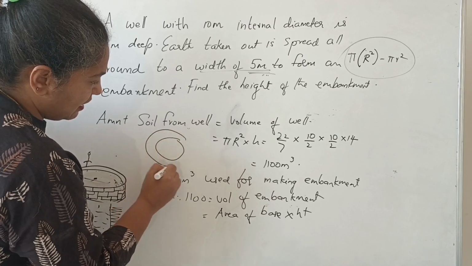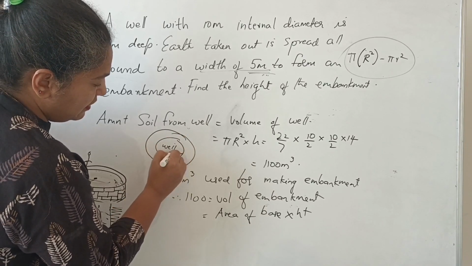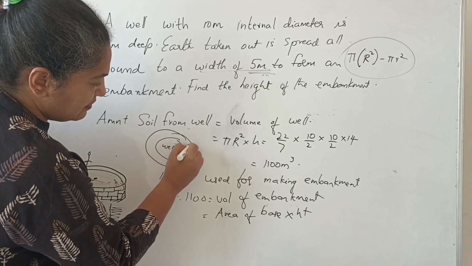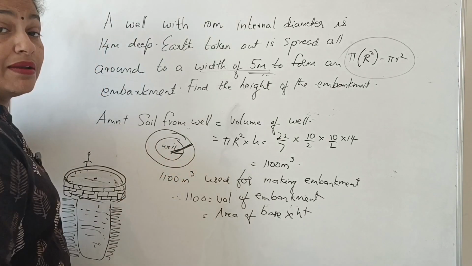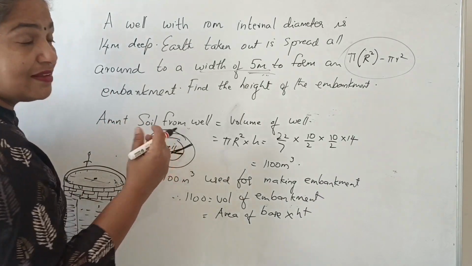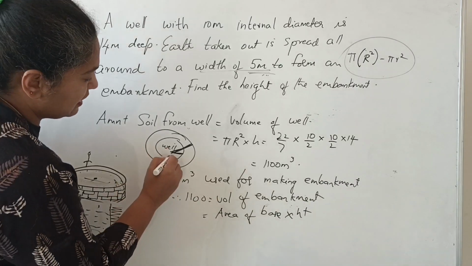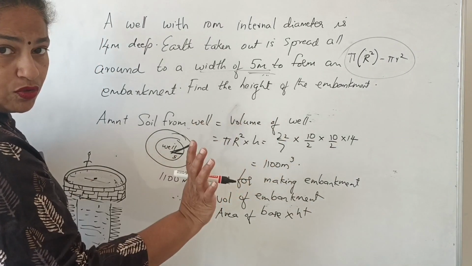I get a circular disc. Here you have the well. This is the inner diameter of the well and this is the outer diameter of the embankment. Now, what is given to us? Inner diameter of the well is the same as the inner diameter of the embankment, because it is around the well. So, that is 5 meters, 10 by 2.